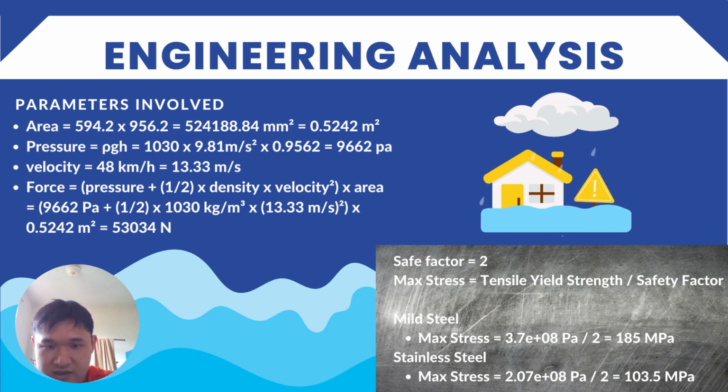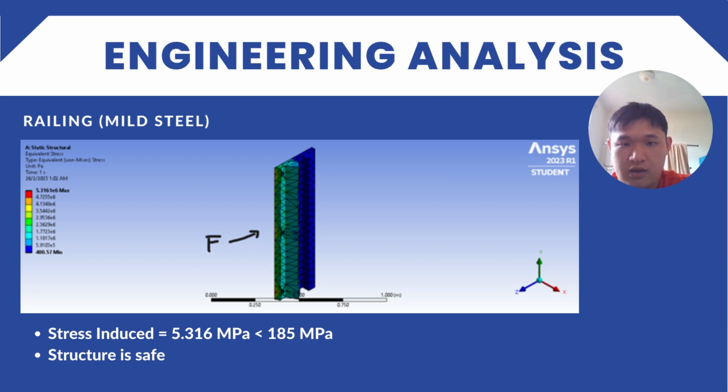Then our design factor is 2 because it is a commonly used minimum value for many types of high-duty structures. Although a higher safety factor means a stronger structure, it also means higher material cost. The safety factor is used to calculate the maximum yield strength that the structure can withstand by dividing by the safety factor. So for mild steel it is 185 megapascal, while stainless steel is 103.5 megapascal.